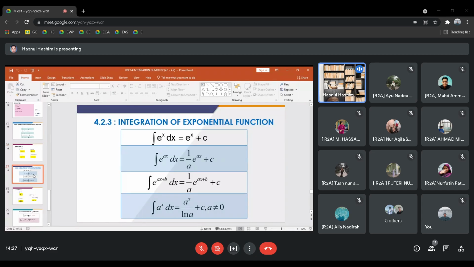Then we look at the integration of exponential functions. When we integrate e to the power of x, we have e to the power of x plus c. When we integrate e to the power of ax, we have 1 over a e to the power of ax plus c. When we integrate e to the power of ax plus b, we have 1 over a e to the power of ax plus b plus c. And when we integrate a to the power of x, we have a to the power of x over ln a plus c, where a is not equal to 1.